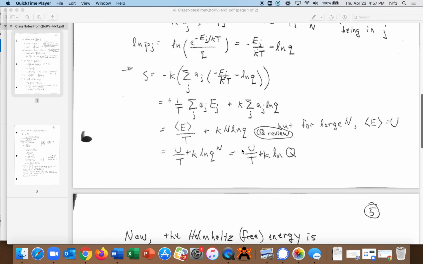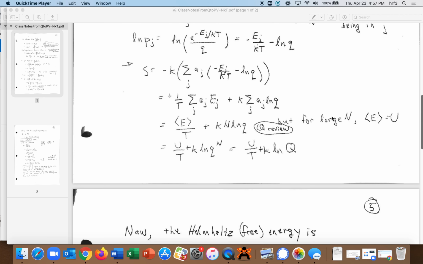Because, okay, now for large N, my average energy, eigenvalue energy, is equal to the internal energy. So then really this is just U over T plus k ln q to the N. So again, using the properties of logarithms, instead of N multiplied by the logarithm, I can have the logarithm of q to the N. But of course, q to the N is capital Q. So now I have internal energy over T plus k ln Q.